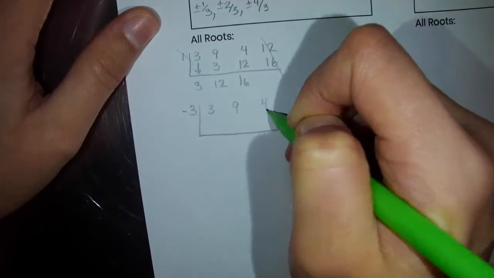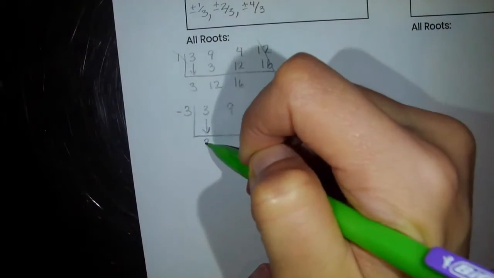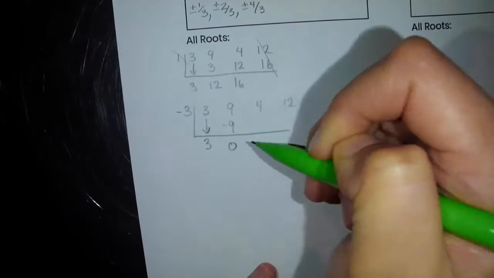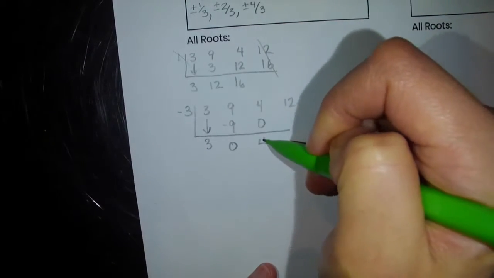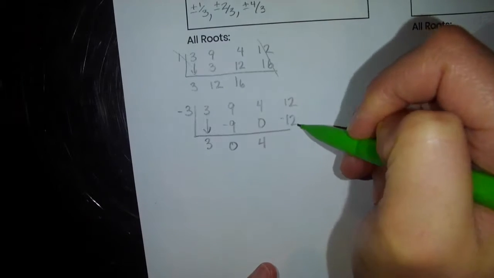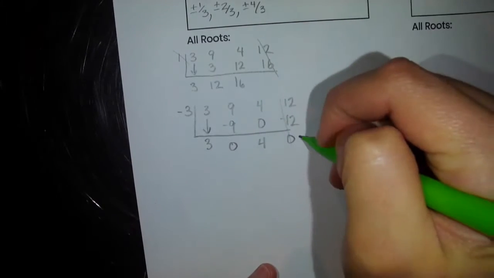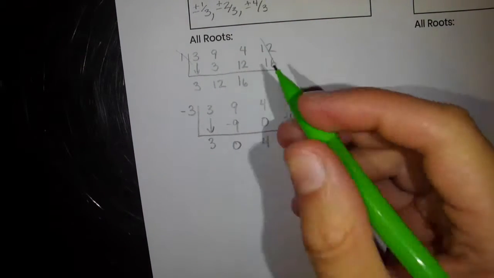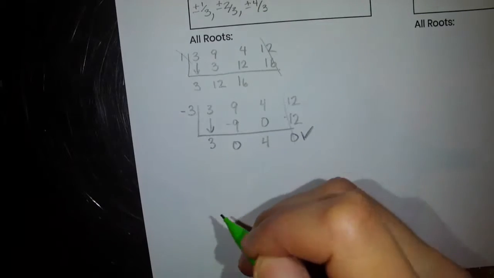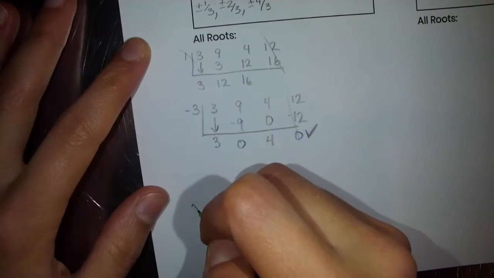3, 9, 4, and 12. So negative 3 is actually going to work for this. Bring down the 3, negative 9 to have 0. Bring down the 4. 4 times negative 3 is negative 12. And those add up to be 0. So this negative 3 is going to be one of our factors. So x equals negative 3 is one of our answers.